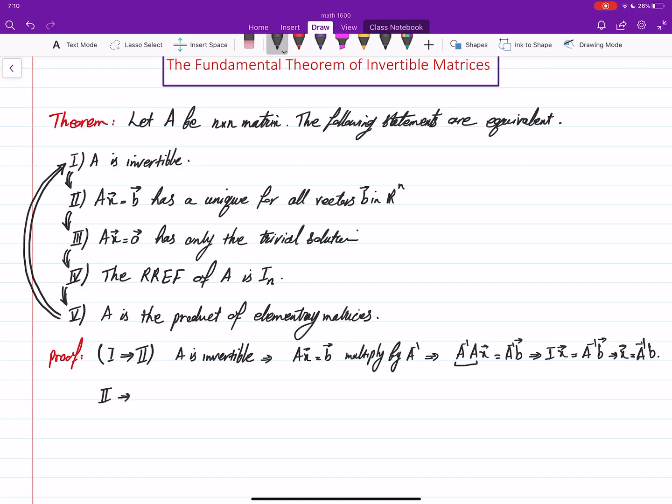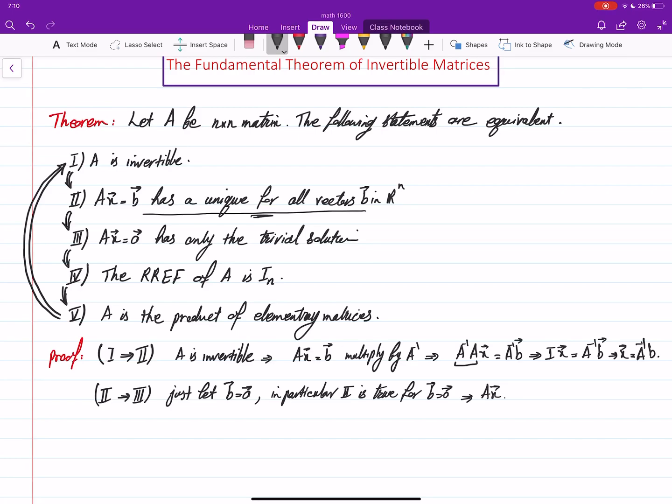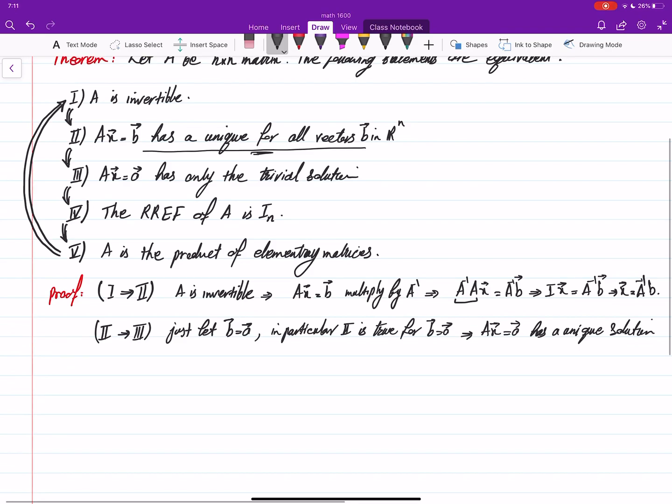How about the second one implying the third one? Well, this is obvious. Why? Because just let B be equal to the zero vector. The second statement says that for all B, such a system has a unique solution. Now, in particular, statement 2 is true for B equal to 0. So that means that AX equal to 0 has a unique solution. But we know that AX equal to 0 is a homogeneous system, so X equal to 0 is already a solution. Since it has a unique solution, that is going to be the only solution of the system.